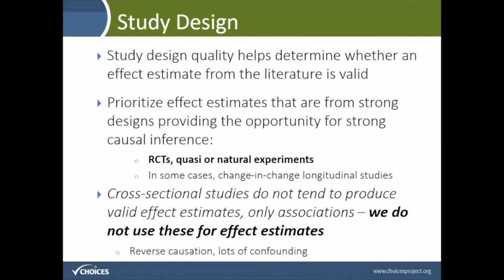So study design is something that is really critical in terms of determining whether we feel like an effect estimate from the literature is valid. What we do is we prioritize effect estimates that are from strong designs that provide the opportunity for strong causal inference. And traditionally, when we look at the methods that are used for determining the impact of an intervention on obesity or any outcome really, what we want to do is stick to experimental studies. So this includes randomized controlled trials, which is the gold standard, or quasi-experiments where maybe the assignment of the intervention wasn't random, but was still a situation where you had some people who got a treatment and some people who didn't, so you can compare them.